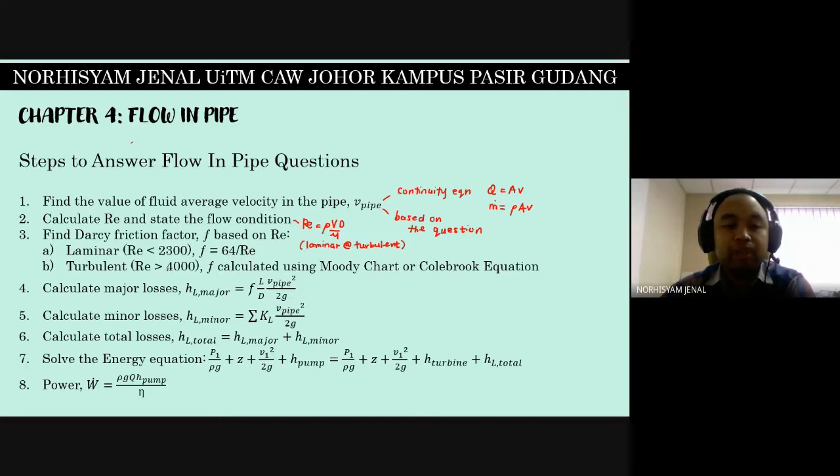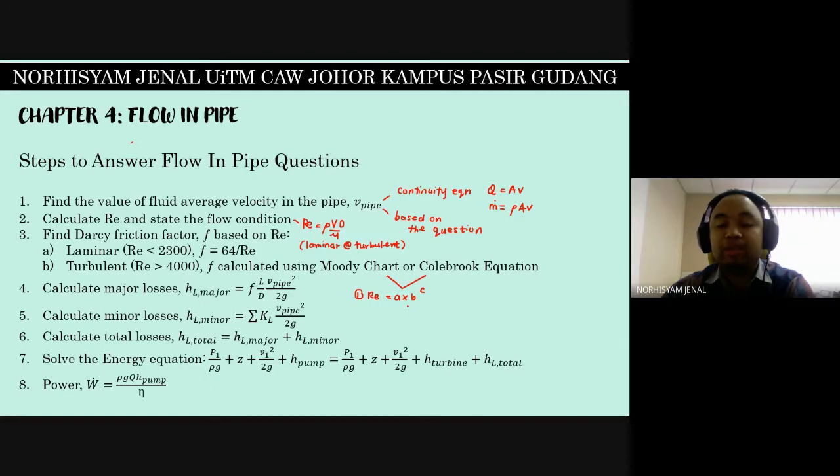However, if the result for RE is turbulent, which is the Reynolds number is more than 4000, F should be calculated using Moody chart or Colebrook equation. Doesn't matter whether we are using Moody chart or Colebrook equation, both of them require you to find number one, the Reynolds number in terms of A times 10 to the power of B.